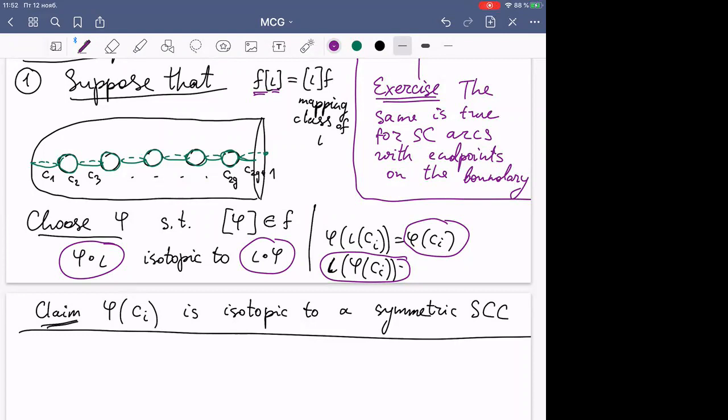This is the only thing which we would like to know. Actually, this claim is reduced to the following one: if gamma is isotopic to iota of gamma, then gamma is symmetric. It is easy, but it is not obvious.